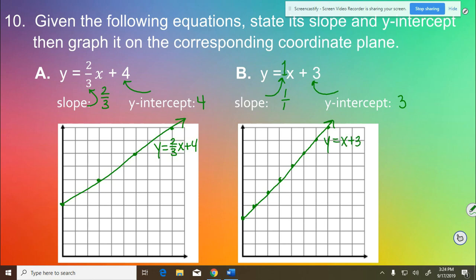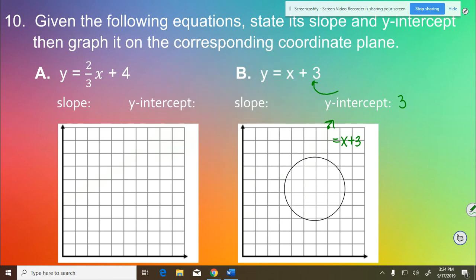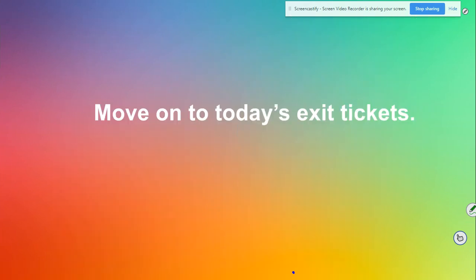So now we've learned how to very easily and very quickly graph a line just from its equation without having to write a table, which takes a lot of time. So you're going to go on to today's exit ticket, and then you can start tonight's homework using the idea that we went over today.